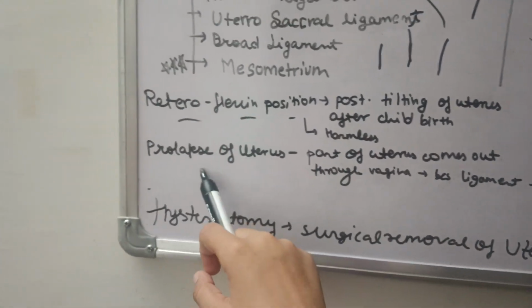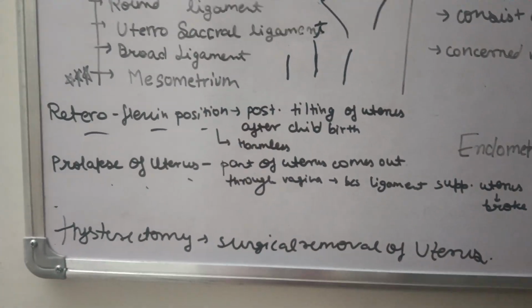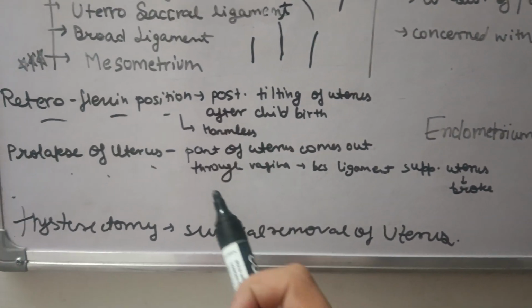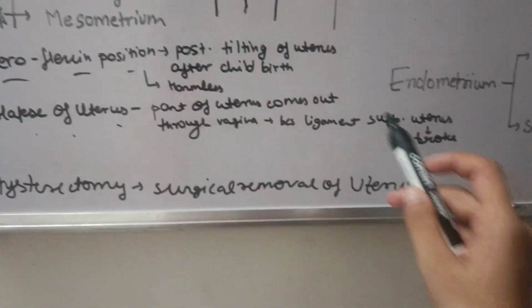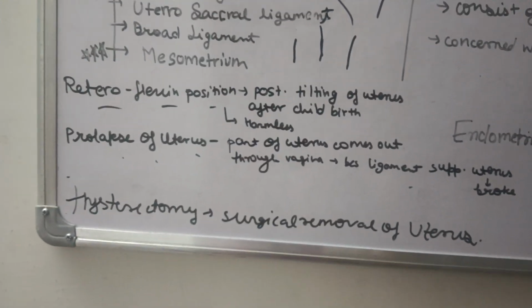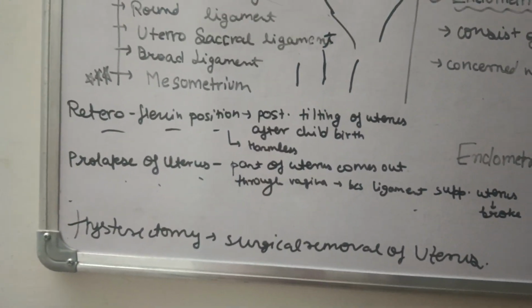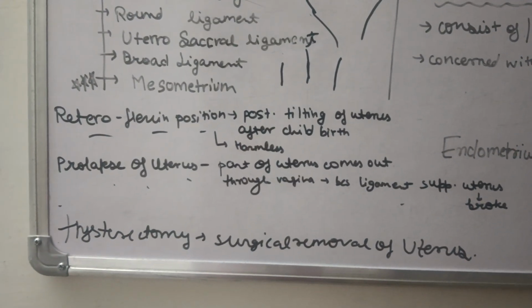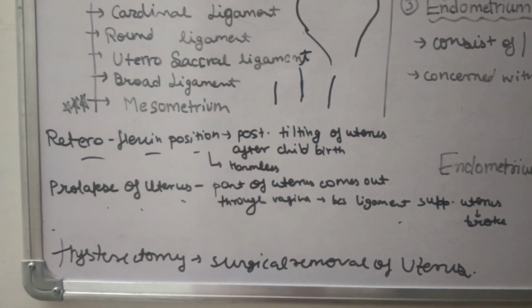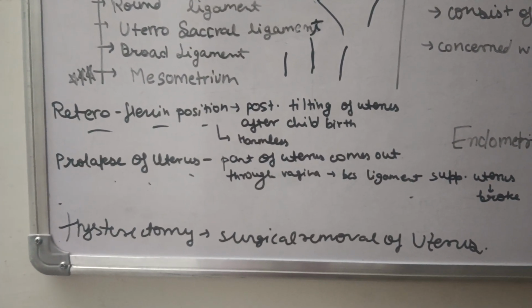Then prolapse of the uterus is also a condition. It happens when part of the uterus comes out through the vagina, because the ligaments that support the uterus break, and therefore some part of the uterus, which was held by the support of those ligaments, comes out of the vagina. It's something which is harmful, and it should be a concern.